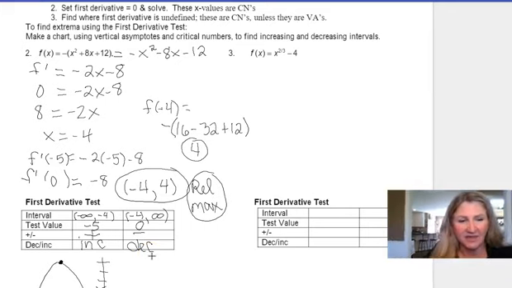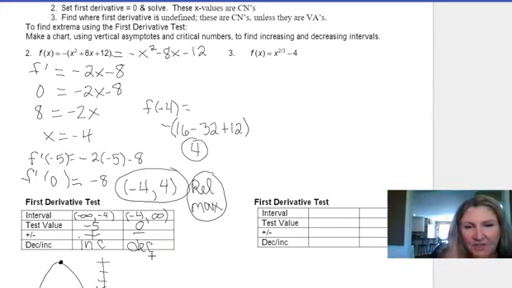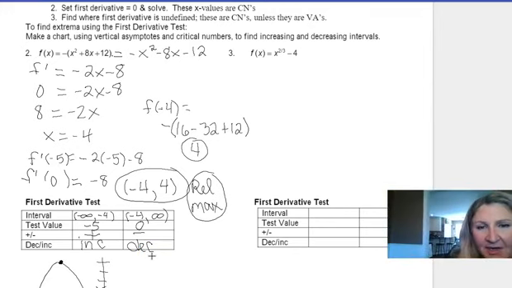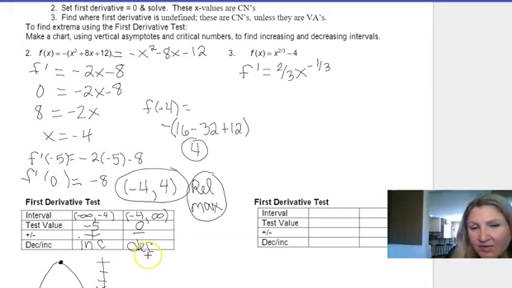Okay, let's look at the next one real quick. So on the next one, I'm going to have to take that derivative. So I'm going to do f prime, and that's going to be 2/3 x to the negative 1/3. The derivative of negative 4 is just 0.